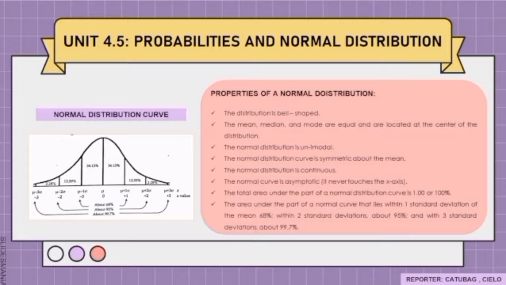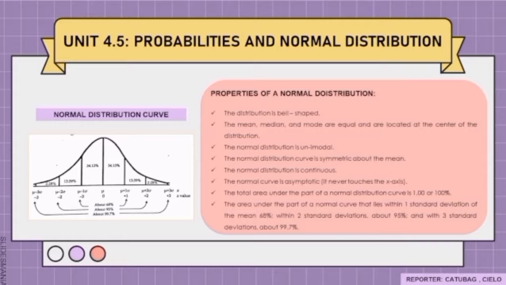Properties of a normal distribution. The distribution is bell shaped. The mean, median, and mode are equal and are located at the center of the distribution. The normal distribution is unimodal. The normal distribution curve is symmetric about the mean. The normal distribution is continuous. The normal curve is asymptotic.